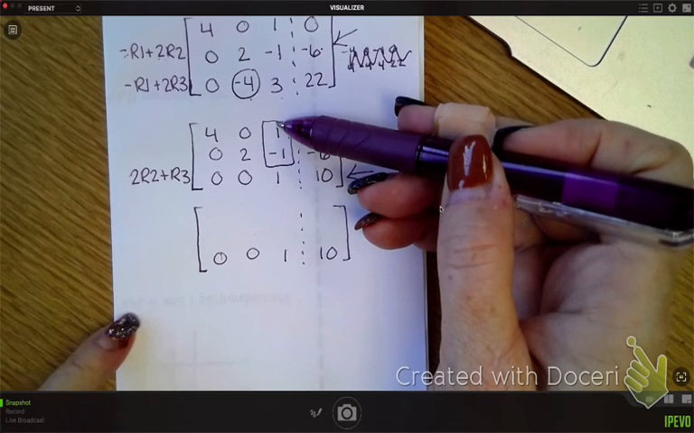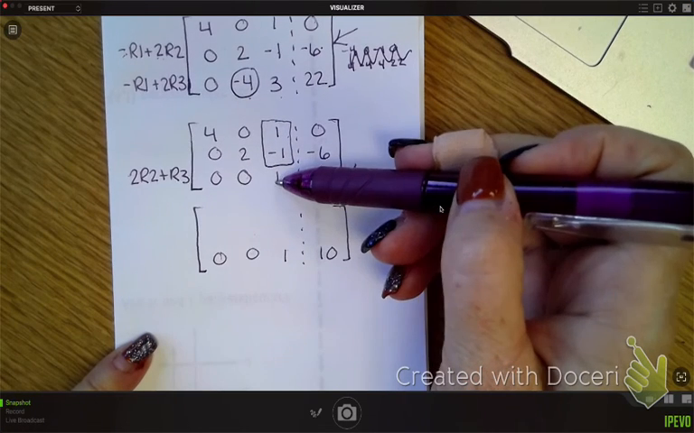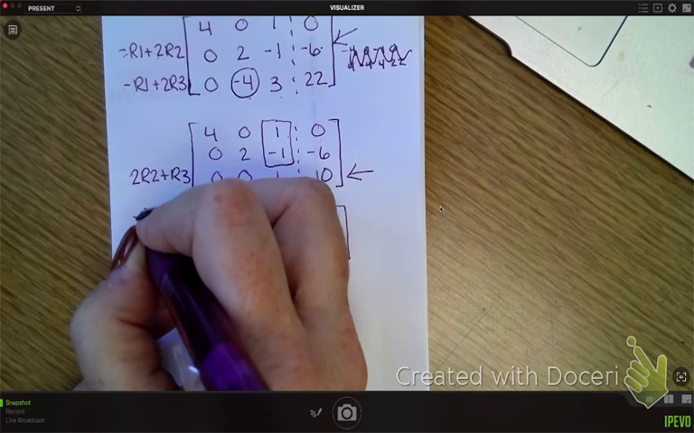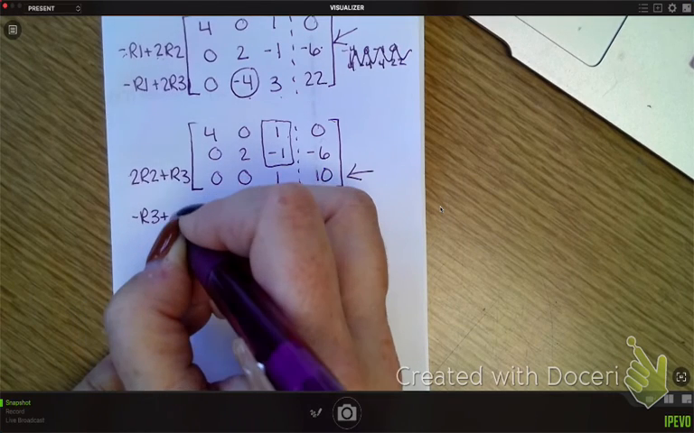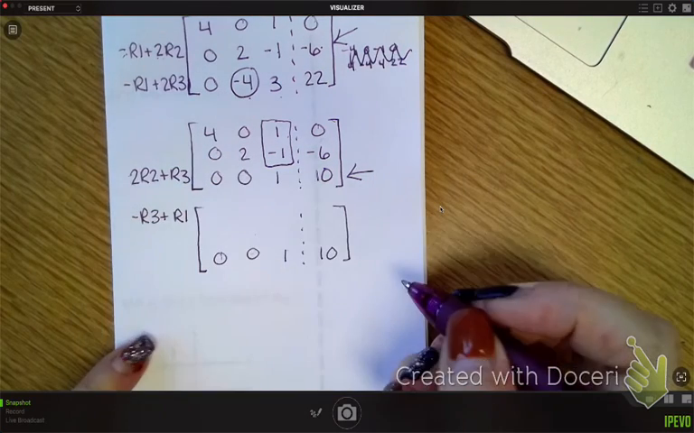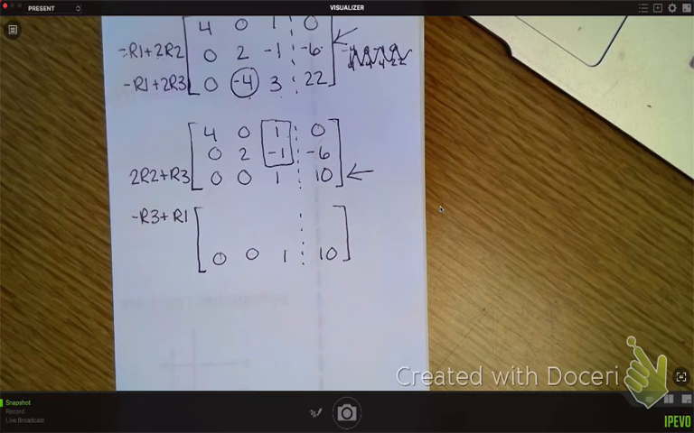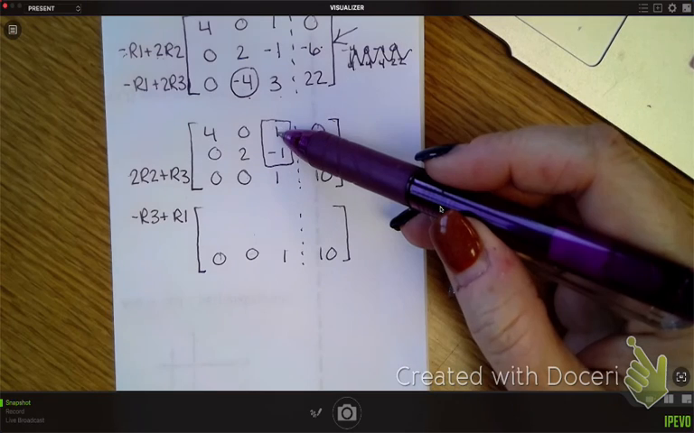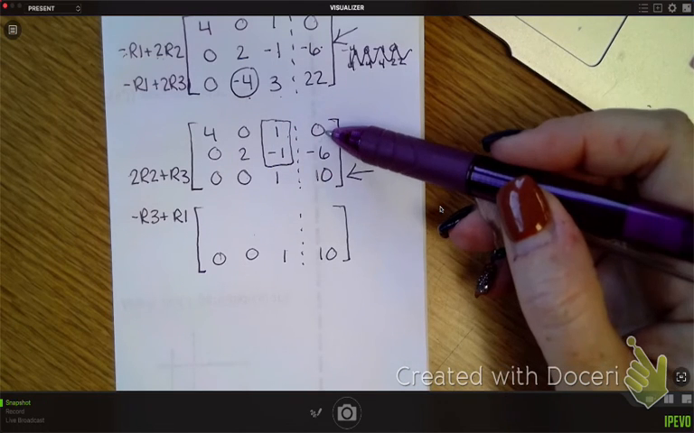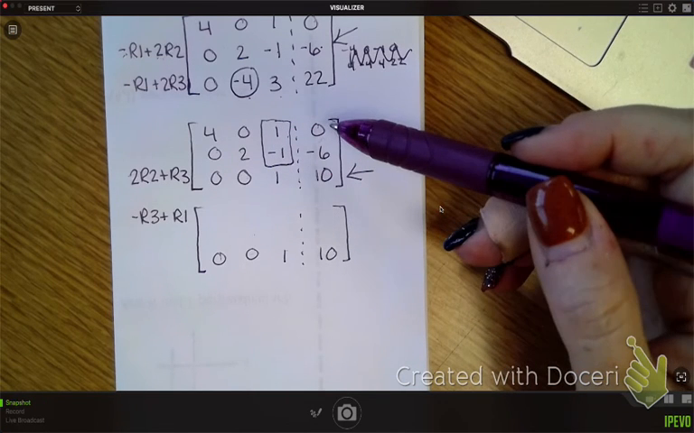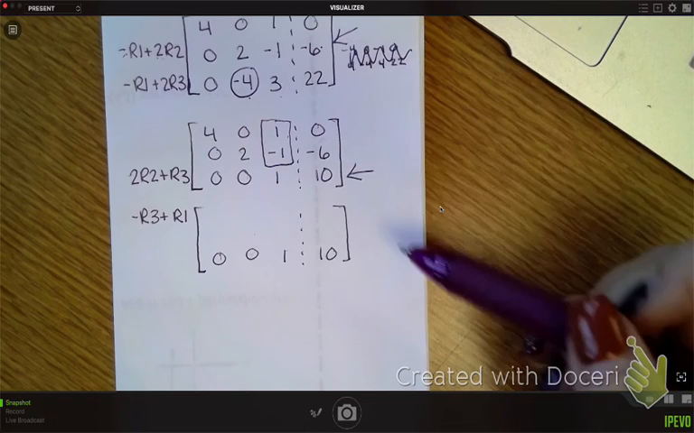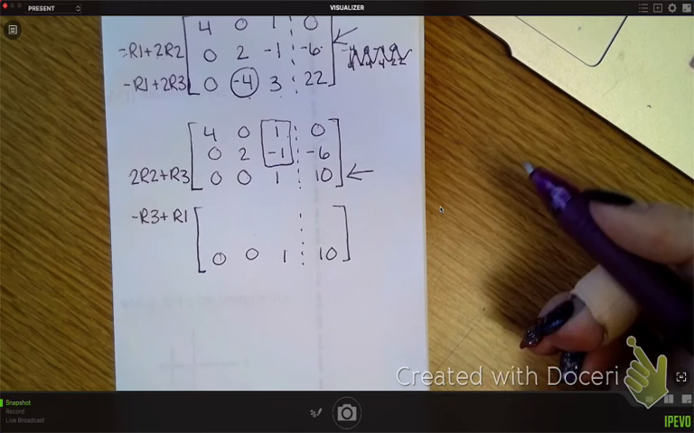Times 1. Subtract 1. So I want negative R3 plus R1. Now I know you could say R3 minus 1, but when you do that, historically, students will do wonderful with the 1, but then they forget to put it on what's over here. Does that make sense what I'm saying? So try to put the negative on the first one so you don't forget to do it.